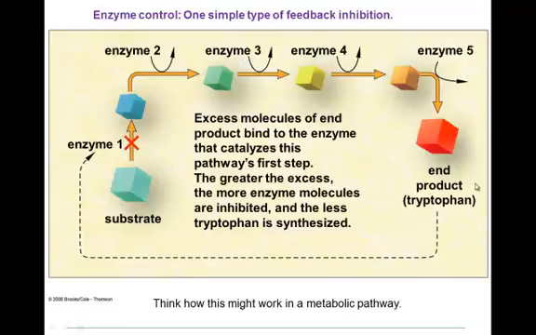And the end product in this case is tryptophan. Tryptophan is one of the 20 amino acids. We didn't memorize the names or anything, but you might recognize tryptophan as that amino acid that makes you sleepy when you eat turkey. It's also in milk. Warm milk releases tryptophan.